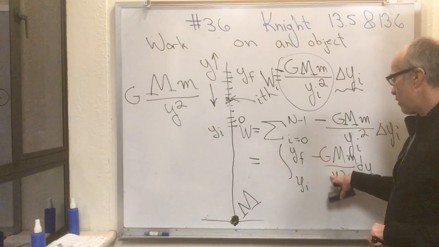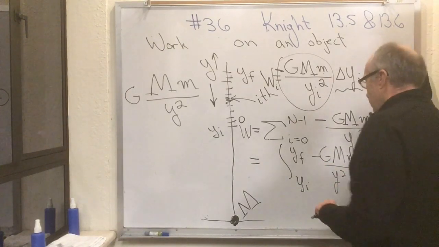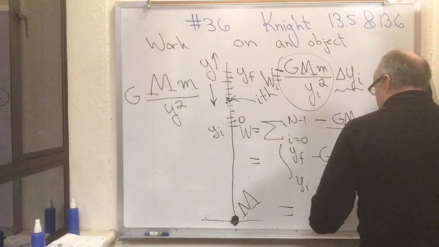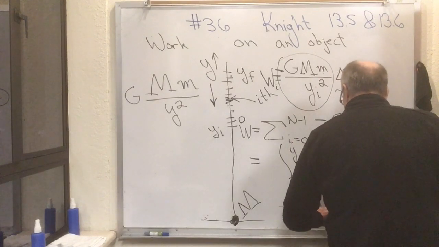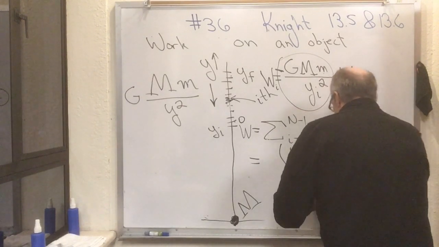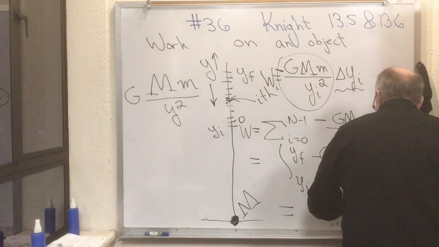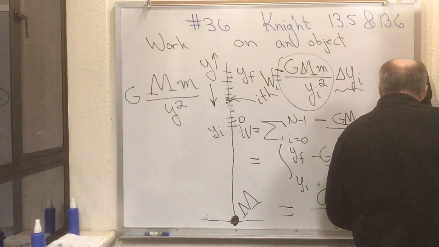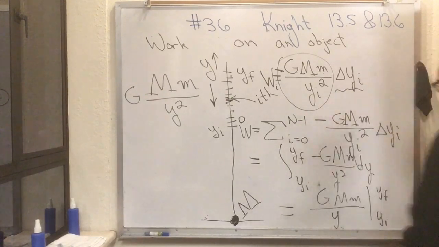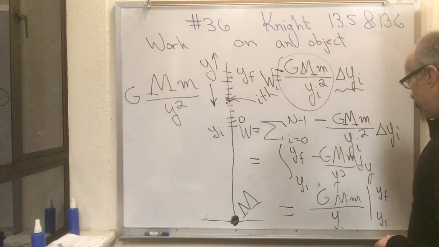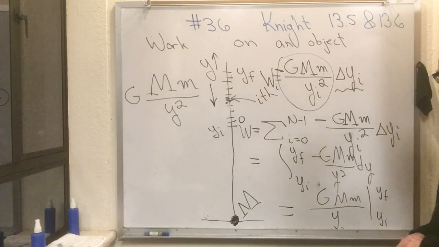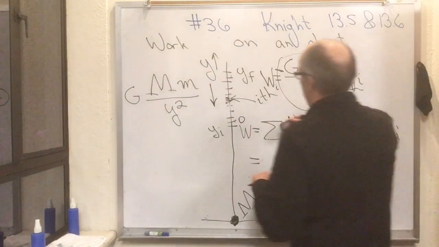The integral of minus 1 over y squared dy, thanks to that minus sign there, takes care of one other minus sign that you might usually get, is equal to GMm over y. So I've got that evaluated from y initial to y final. So the work done is GMm over y final minus GMm over y initial. I'm going to summarize that.